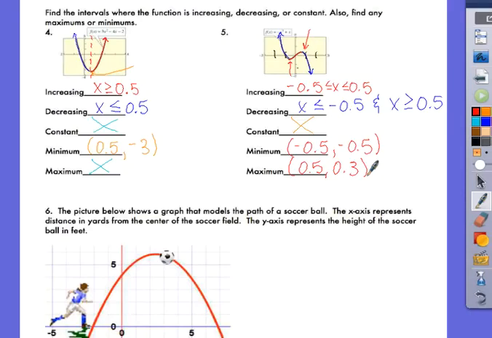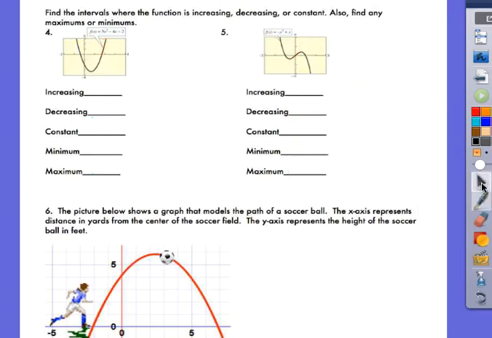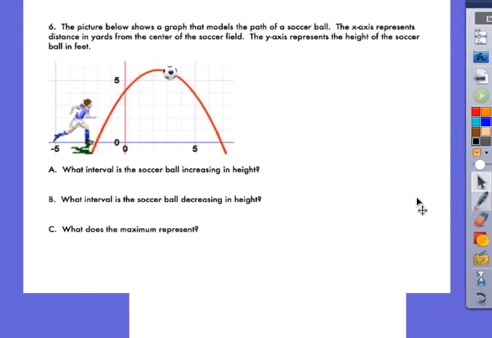All right, very good. Let's look at this next picture with the soccer ball. The picture below shows a graph that models the path of a soccer ball. The x-axis represents distance in yards from the center of the soccer field.